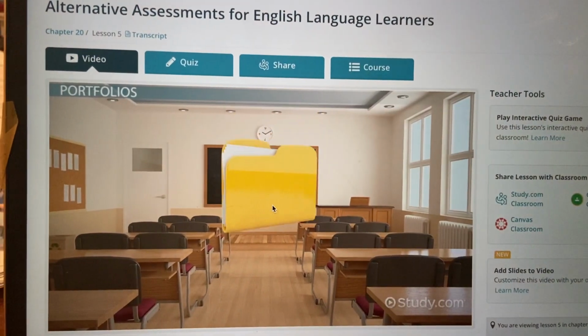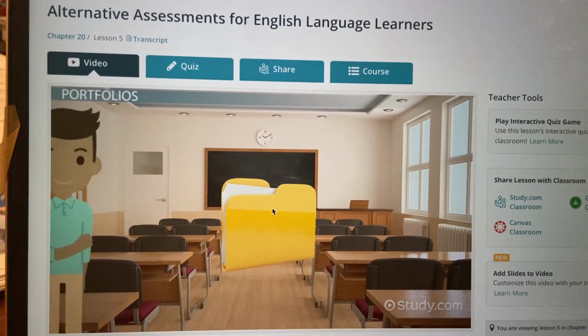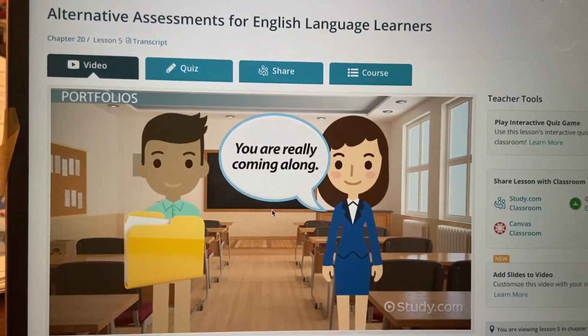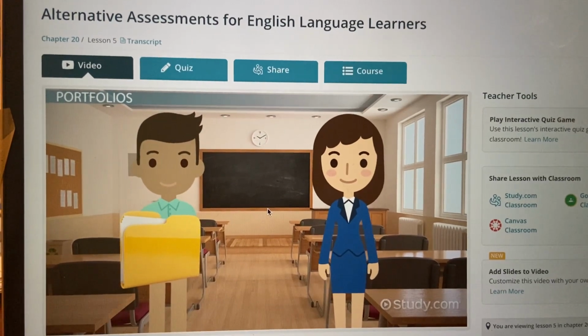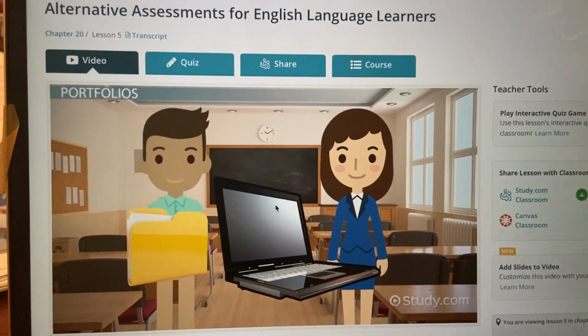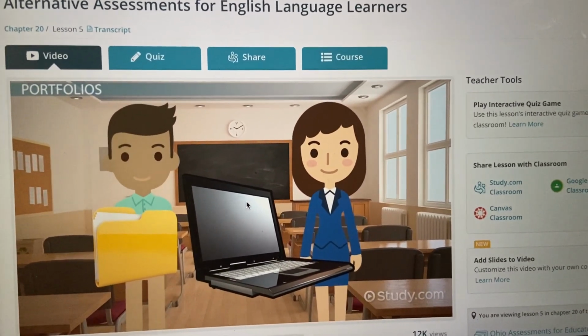Portfolios are one way of collecting student work samples to monitor progress throughout the year. You'll likely marvel at how much your students' language skills advance in just a short period of time. You can keep paper-based portfolios in a folder or binder, or you can keep electronic documents in a digital portfolio that can be accessed by parents to keep track of their children's work.